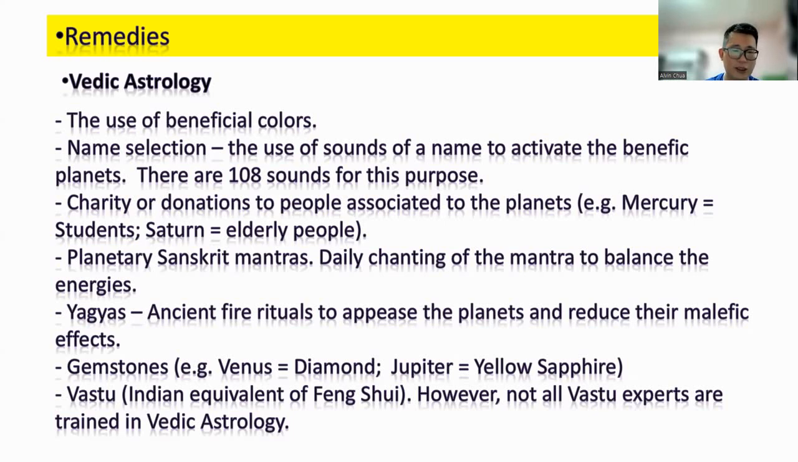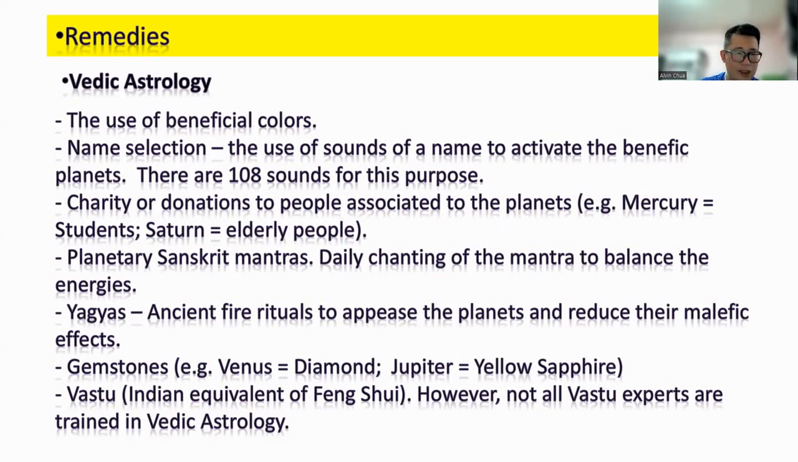Then, similar to Bazi, there's also name selection. But for Vedic name selection, we use sounds to activate the beneficial planets. There are 108 sounds for this purpose. We identify the sound that activates the good houses and good planets in the chart, and we name the person using those sounds.